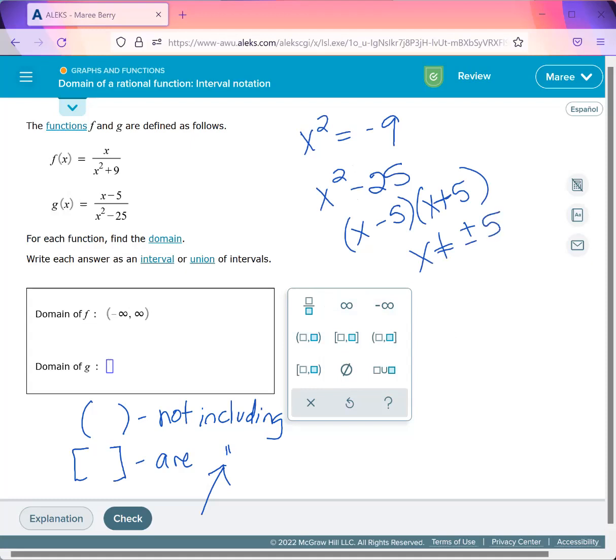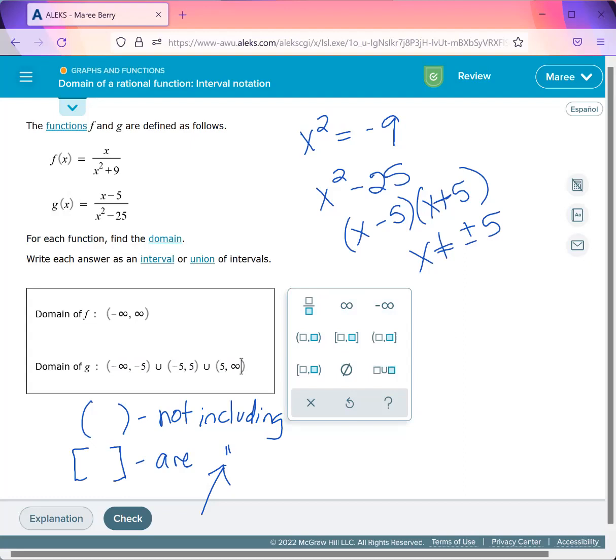So we're going to have 3 intervals that we're going to want to include in our domain. So we'll have negative infinity to negative 5. And then we'll have from negative 5 to 5. And then we'll have 5 to infinity.